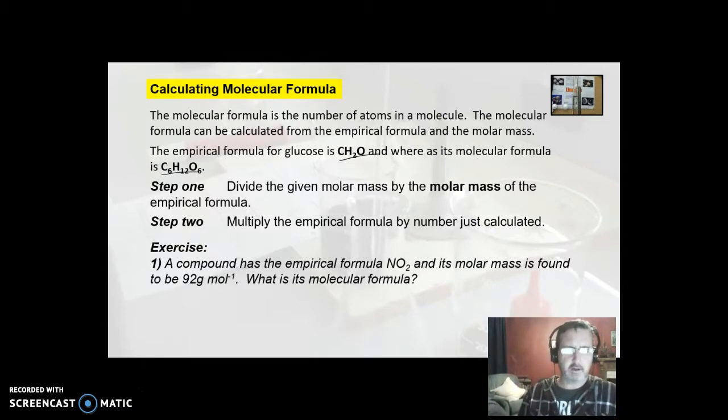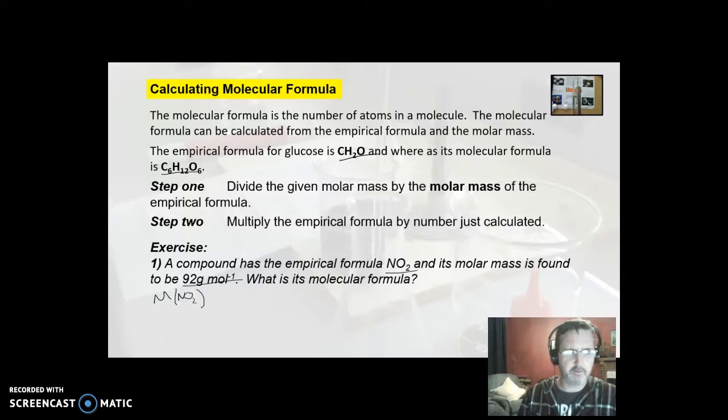So there's an unknown compound that is found to have the empirical formula of NO2. And it's also known to have the mass of 92. What is its molecular formula? So what we essentially want to do is work out the molecular formula. Well, the first step that we do is we find out the molar mass of the empirical formula. So I'm going to do that first.